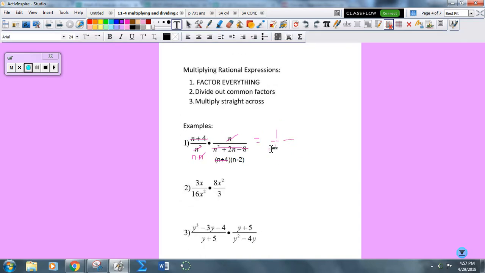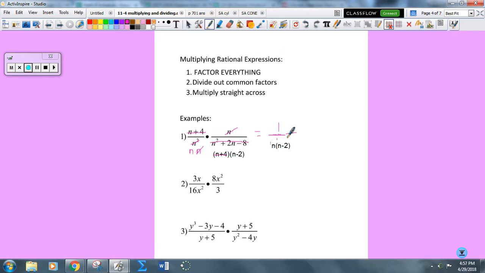So it is n times n minus 2. And that's all under 1. So it's 1 over n times n minus 2.